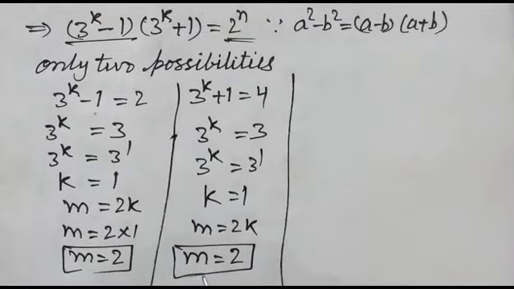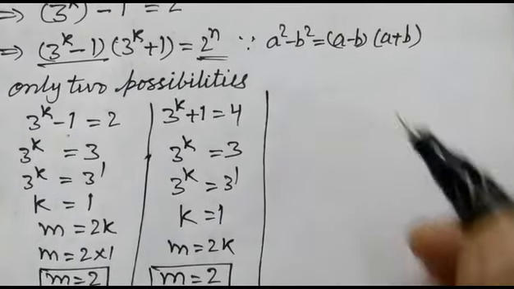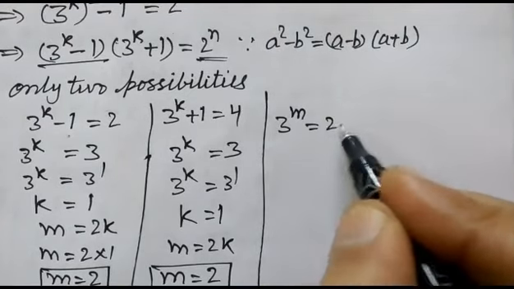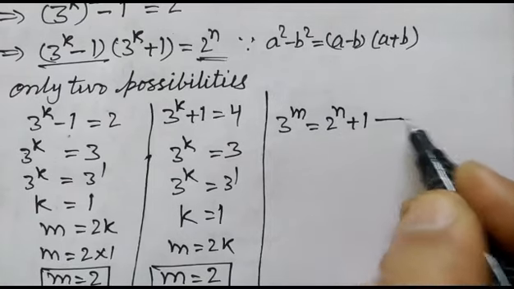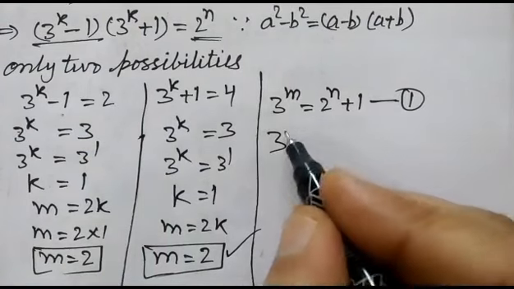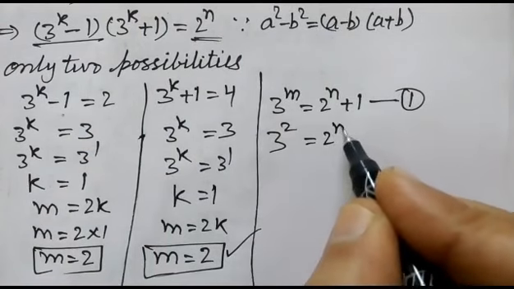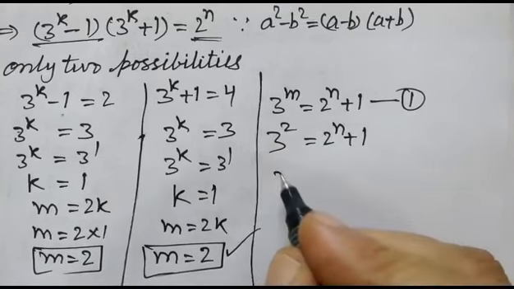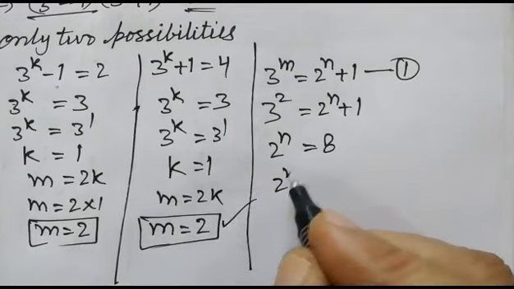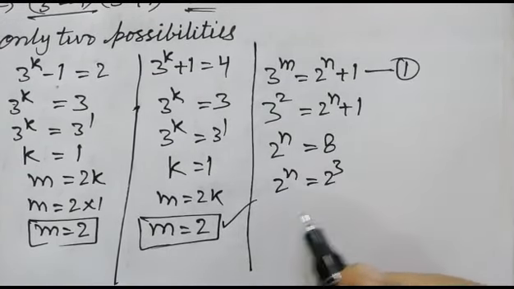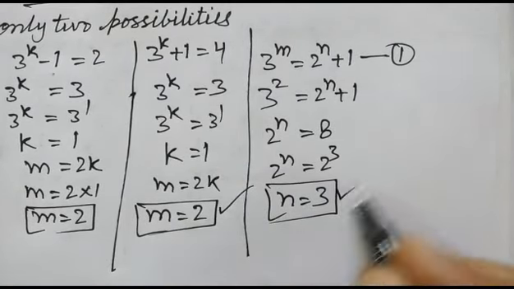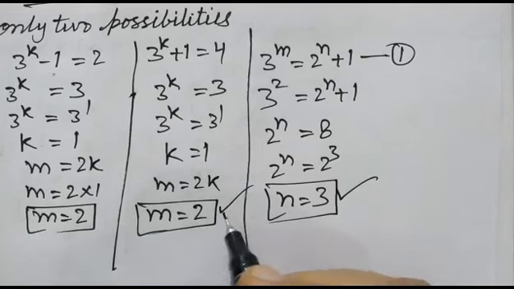Now we will find the value of n. We have 3 to the power m is equal to 2 to the power n plus 1, equation first. So 3 to the power m, that is 3 squared, is equal to 2 to the power n plus 1. So 2 to the power n is equal to 8, or 2 to the power n is equal to 2 cube, n is equal to 3. So n is equal to 3 and m is equal to 2.